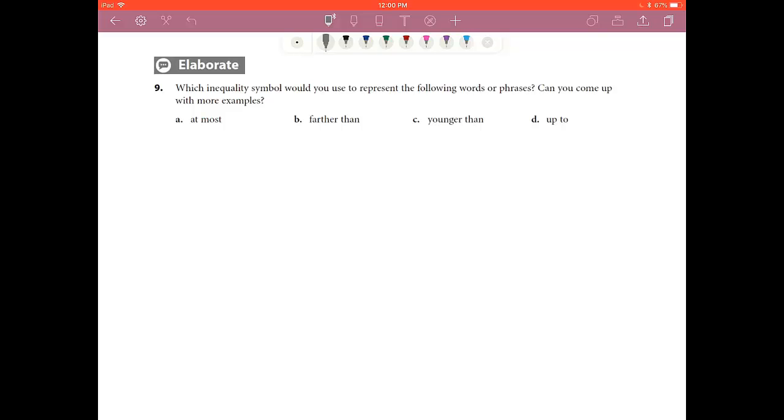Okay, let's check to make sure that you can come up with the correct inequality symbol for each one of these phrases. Go ahead and press pause and try to do that. And when you're ready to see the answer, hit play.